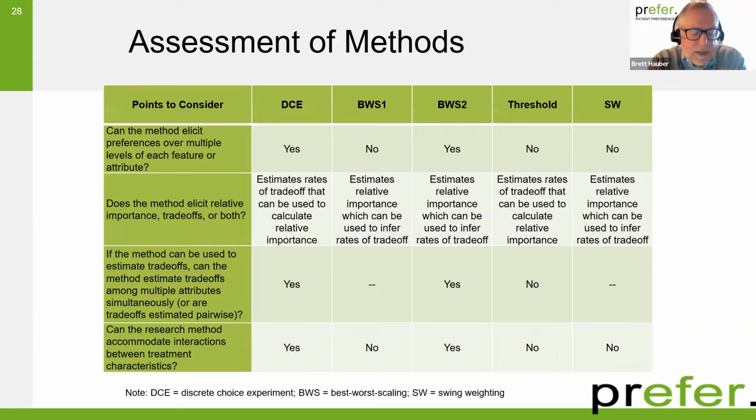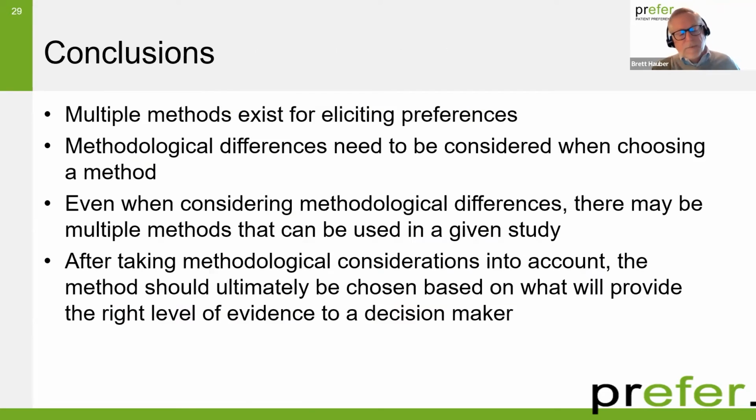Best-Worst Scaling 2 is a unique case because it considers multiple attributes in a profile like a DCE, but it considers only one profile at a time, unlike a DCE. So on the one hand, it appears to provide estimates of the relative importance rather than trade-offs, like Best-Worst Scaling 1, but it does so for multiple levels of a single attribute simultaneously, like a DCE. And finally, because they consider simultaneous trade-offs among a set of attributes, both the DCE and Best-Worst Scaling 2 can easily account for interaction effects among attributes, while the other methods cannot. So if we go to the next slide, please.